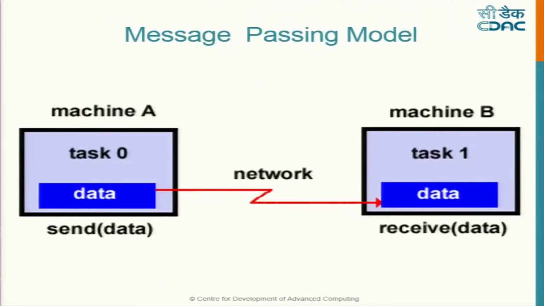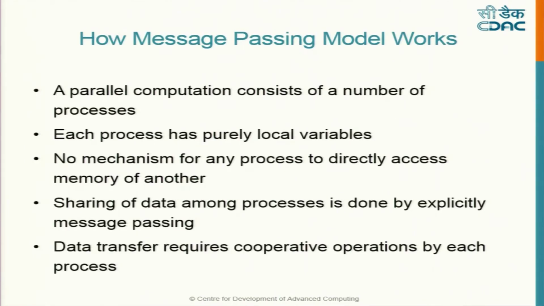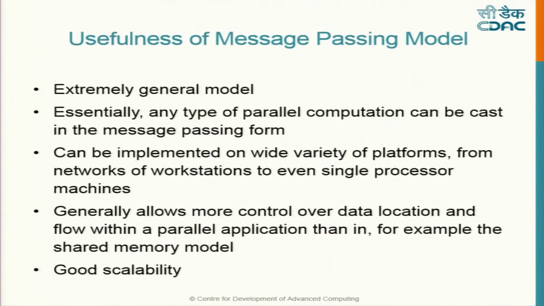This one has its own memory. This processor has its own memory. This processor has its own memory. So you have to send that data. Data transfer requires cooperative operation. Each process has local variables and you have to communicate as shown in that model. Message passing is a general model and it can work. MPI, as will be explained to you tomorrow, follows this and things will be more clear to you.